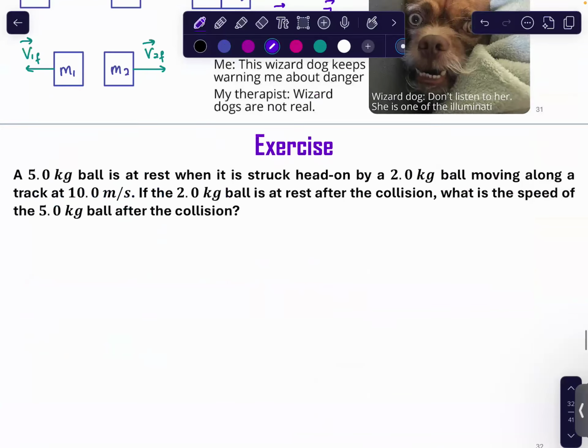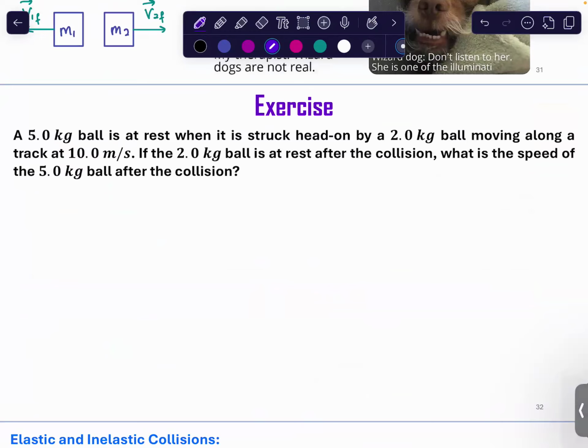So let's say we have a 5-kilogram ball that starts at rest and is struck head on by a 2-kilogram ball moving along a track at 10 meters per second. If the 2-kilogram ball is at rest after the collision, what is the speed of the 5-kilogram ball?